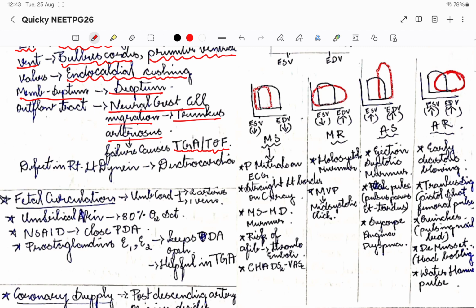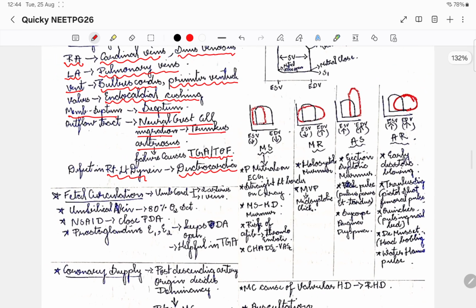Then please remember there is a left-right dynein. You remember, right? In Kartagener syndrome, there is a cilia dysfunction which causes situs inversus. If there is a dynein cilia defect, it causes dextrocardia, meaning the heart will be on the right side rather than on the left side. Usually all of us have it on the left side, tilted to the left. If that is not there, the defect will lead to dextrocardia. Please remember this extra edge point.